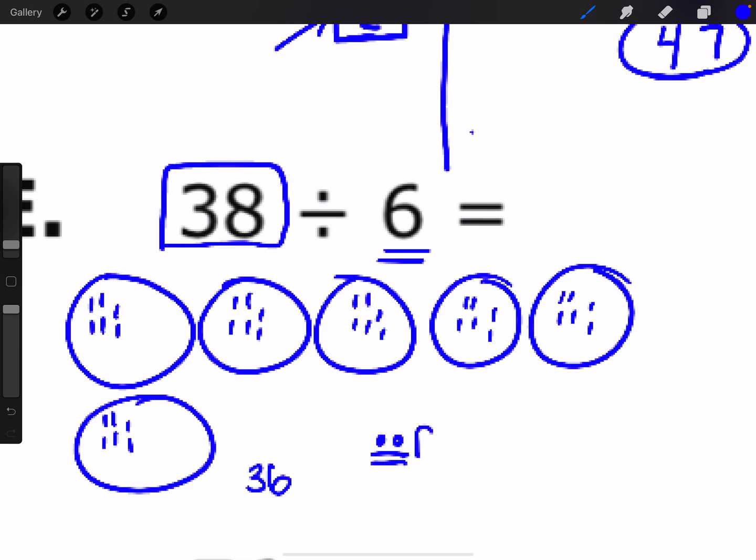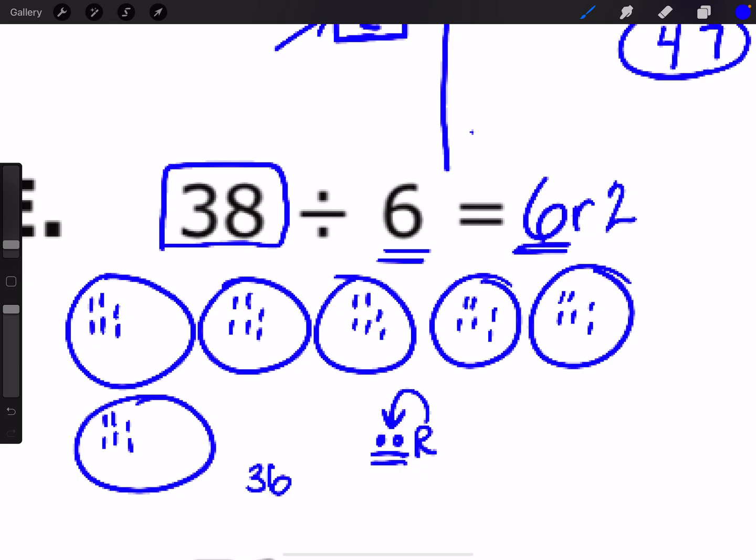So what do you think this 2 is? The 2 is the remainder. So we need to figure out how many equal amounts are in each group, and we have 1, 2, 3, 4, 5, 6. So it is 6 with a remainder of 2.